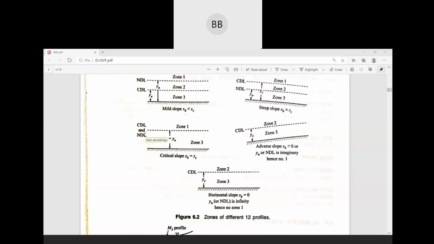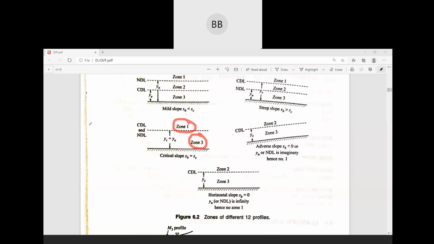That is where your CDL and NDL coincide. Okay, so we'll be having zone 1 from the bottom to CDL, or NDL is zone 3, and then CDL and NDL, the space between your normal depth line and CDL line is our zone 2, which is not here. As both lines coincide, that is why we'll be having only zone 1 and zone 3.